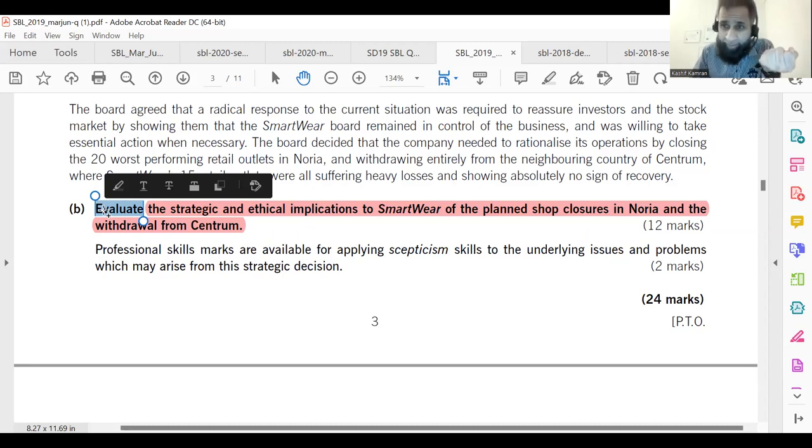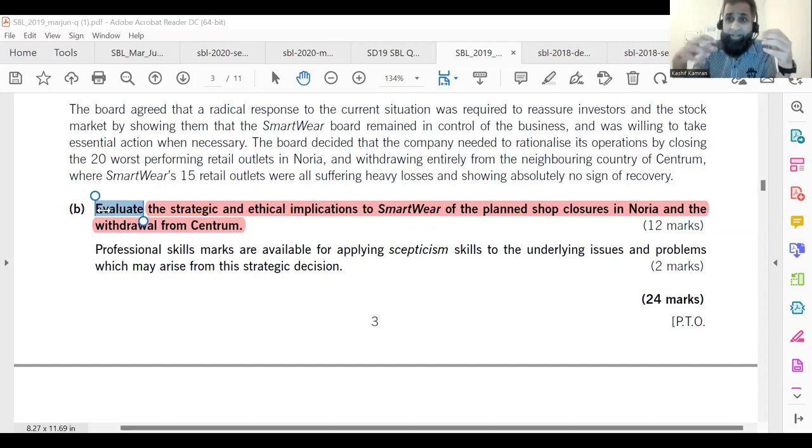And what are the ethical implications? Again, can I be prepared about ethical implications? Because if there is an ethical implication of the closure, it must be given in the case study, exactly, like loss of jobs. But again, can I be prepared with ethical implications from BPP and Kaplan? No. I need to think in the exam context there and then.